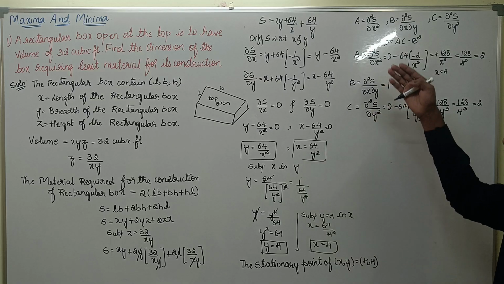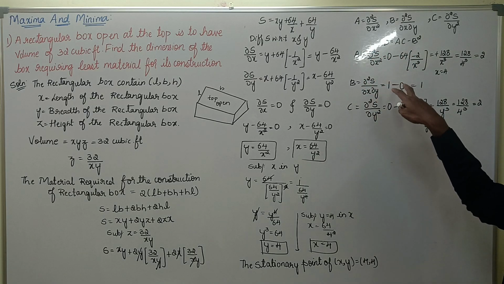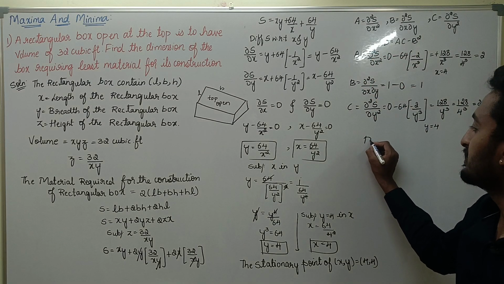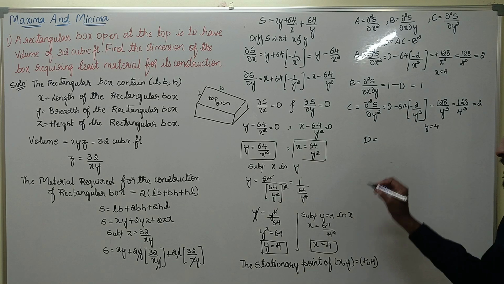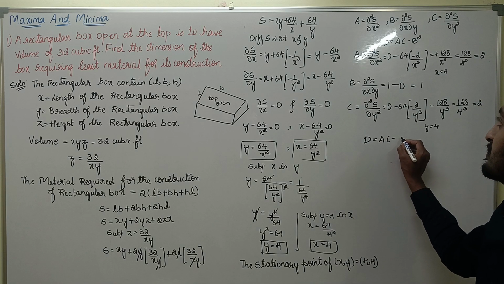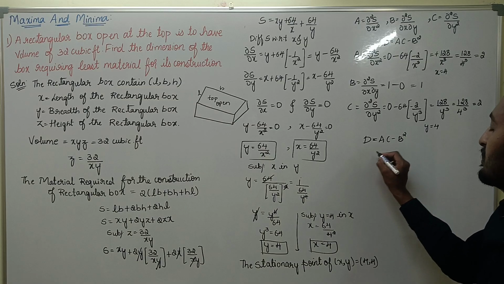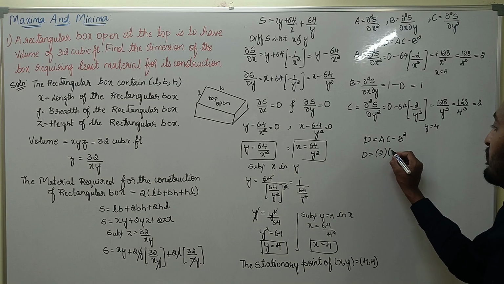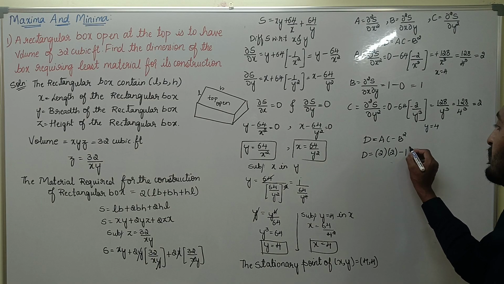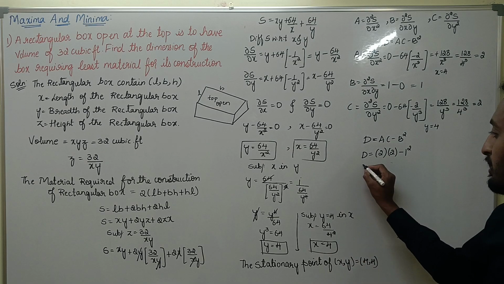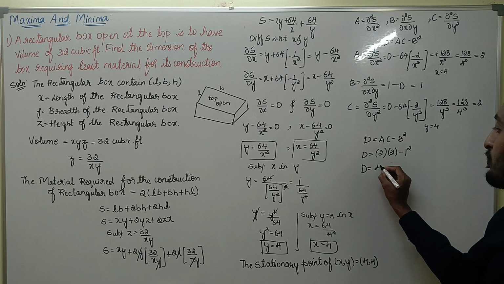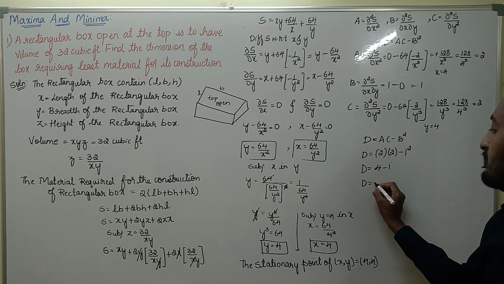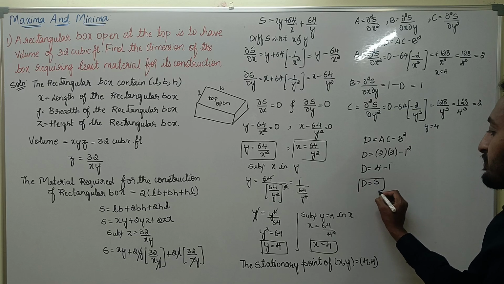Since we have got A, B, C, let us simplify D. D is the standard condition AC minus B squared. What is the value of A? We have 2. What is the value of C? We have 2. What is the value of B? 1, squared. D is equal to 4 minus 1. D is equal to 3.